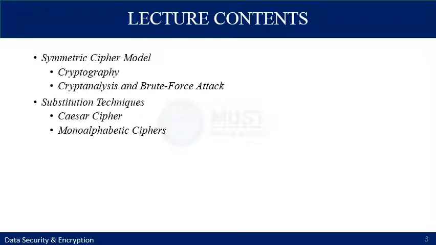The first part of classical encryption techniques deals with the symmetric cipher model. We will start with the discussion of cryptography and cryptanalysis and brute-force attack, and in the end we will discuss two substitution techniques known as Caesar cipher and monoalphabetic cipher.